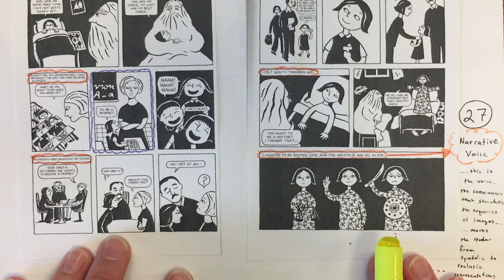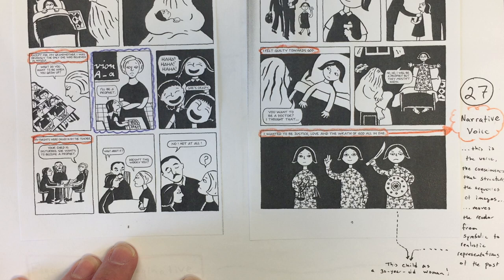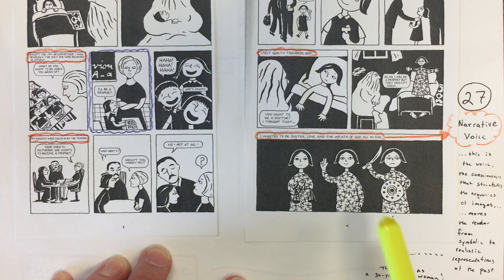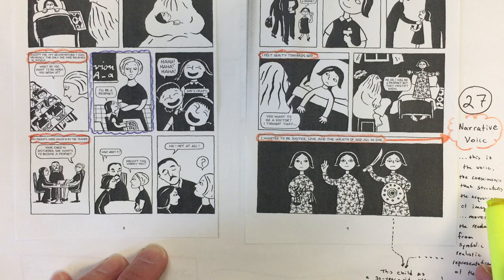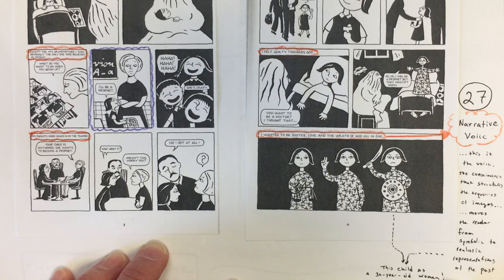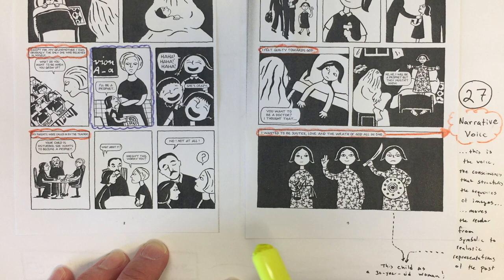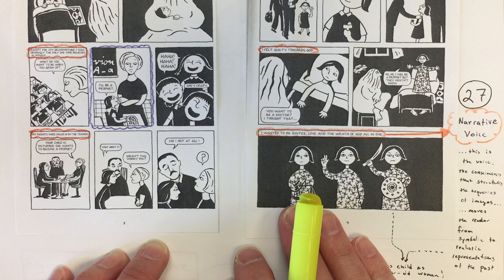And so at this point, we have developed a little bit of a relationship with that narrative voice. I have just highlighted here, just so you can see, we've heard a lot from this narrative voice, this Marji from the future. This is the voice, this is the consciousness that structures the sequences of images and that moves the reader from symbolic to realistic representations of the past. This is a very powerful voice that can take us from one moment, here she is having an imagined conversation with God to depict her early attachment to religion, to here, where we have a symbolic representation of what she valued at that age.